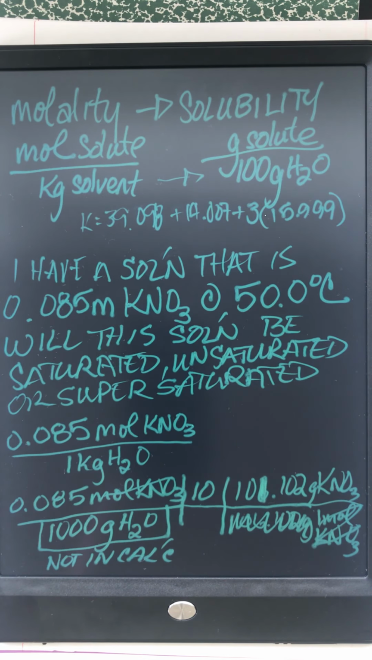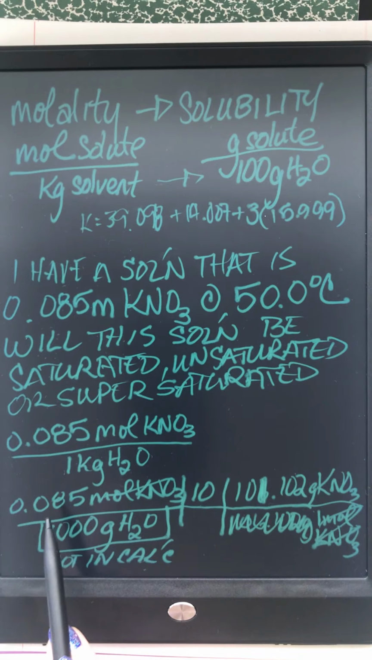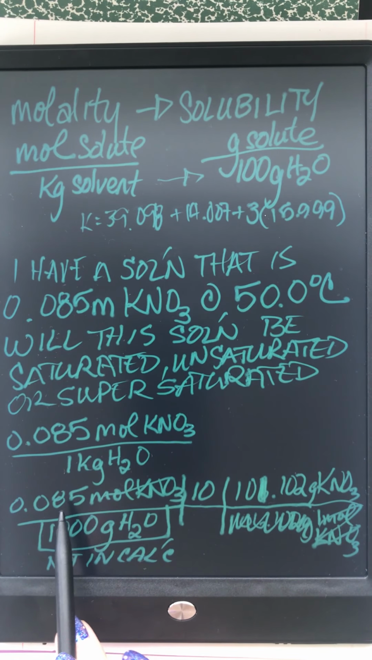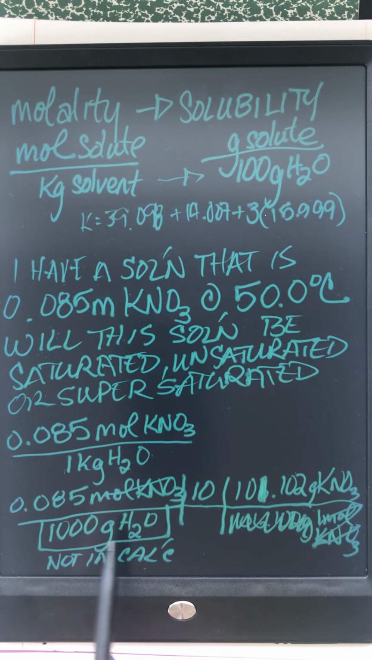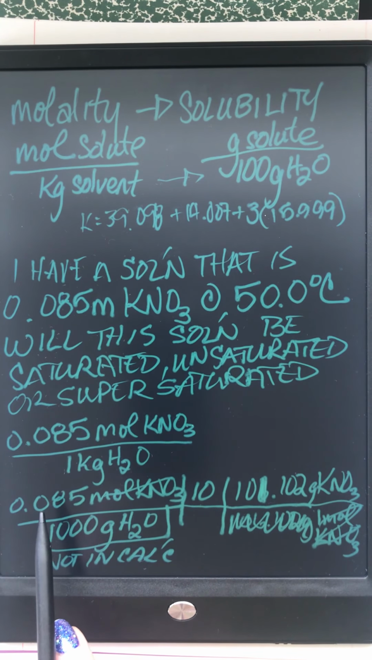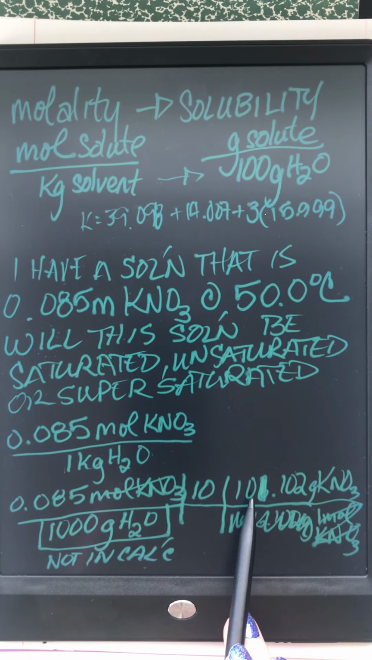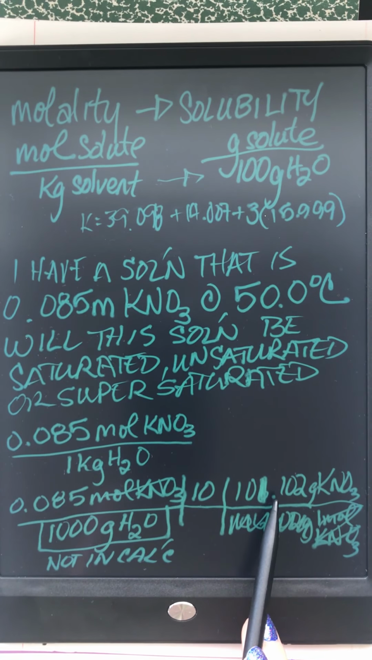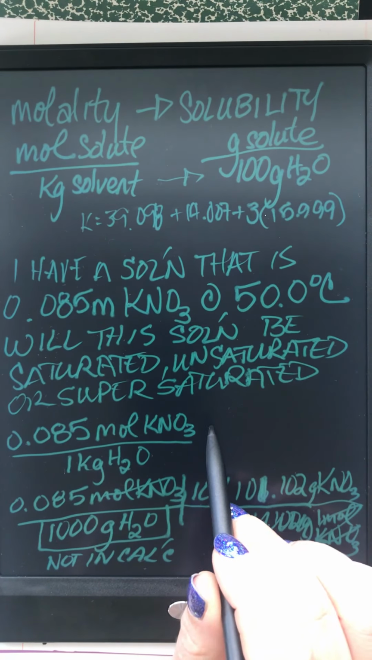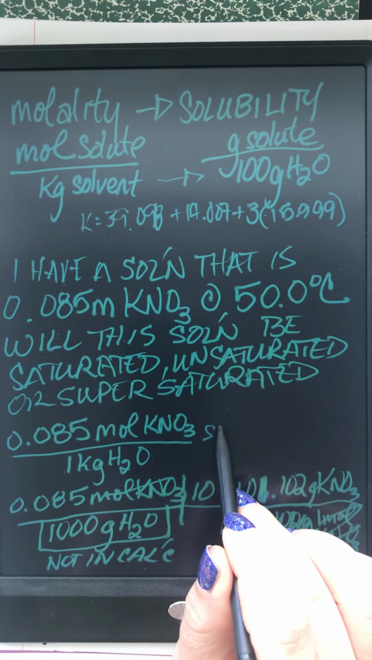So, all we're doing now for the calculation, just a reminder, the 1,000 is not doing anything here. We're not putting that in the calculator. We're just doing 0.085 times 10 times 101.102. So what do you guys get for the solubility?